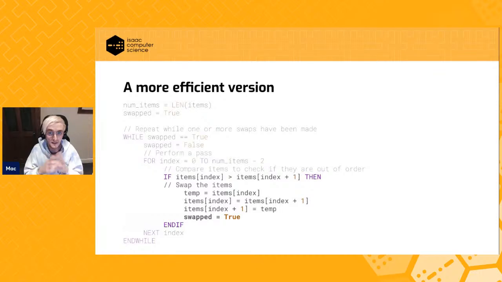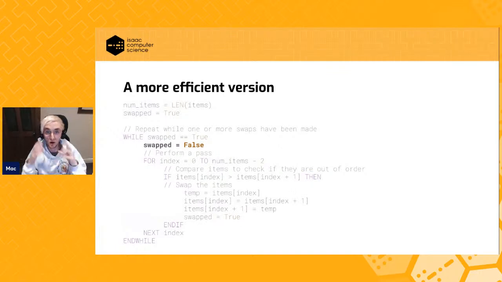But if we get through an entire pass and no swaps are made, that swapped variable is still going to be false from when we set it up here, right? So our while loop will stop. So this is just one way we can save on some unnecessary looping.